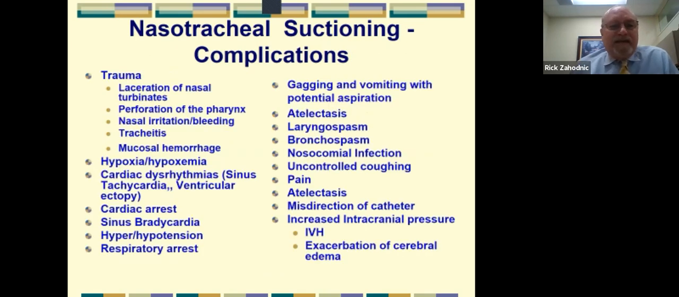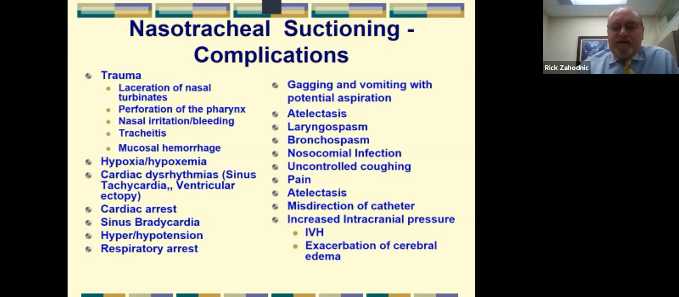Some of the complications that can happen, we talked about trauma being the major one. That can be anywhere from just some irritation and bleeding through actual perforation. Hypoxia or hypoxemia is also a very common complication, and it's associated with the development of tachycardia and other dysrhythmias, and even potentially cardiac arrest. Sinus bradycardia may happen, especially in infants, because of stimulation of the vagus nerve. Hypotension, respiratory arrest, gagging and vomiting.